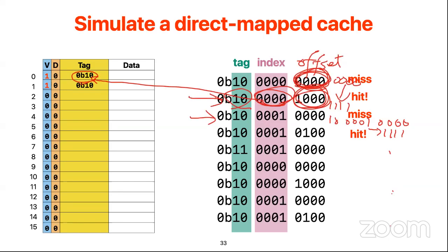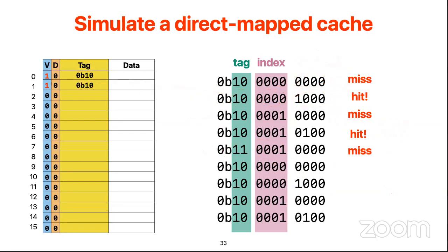So how about the next one? The next one is also in the same block, so it's a hit. Oh wait, actually, you look at the index and the tag is different this time, so you don't find the data you're looking for. It's a miss. So this time it's going to be a miss. How about the next one?